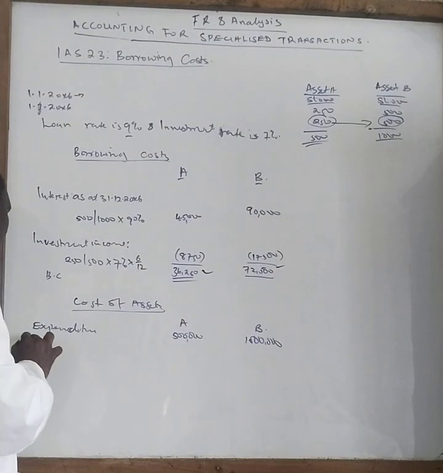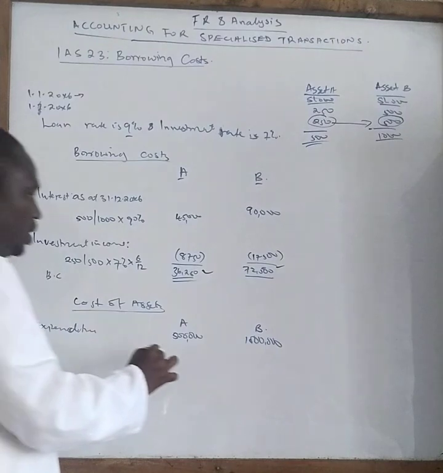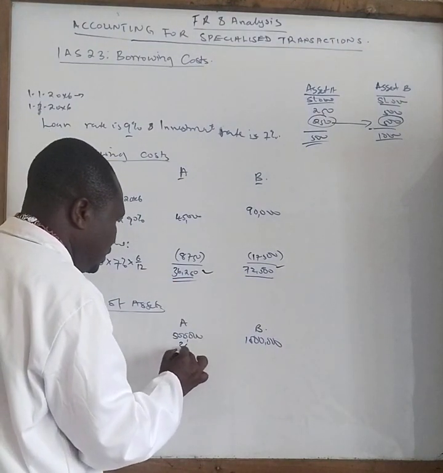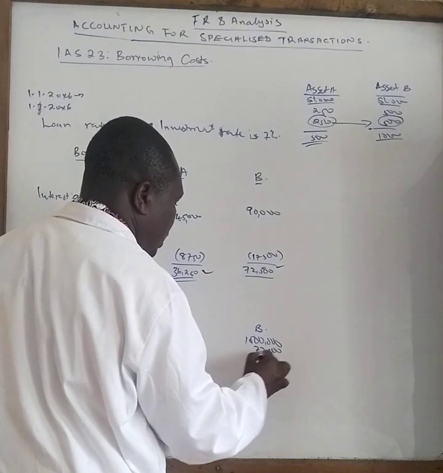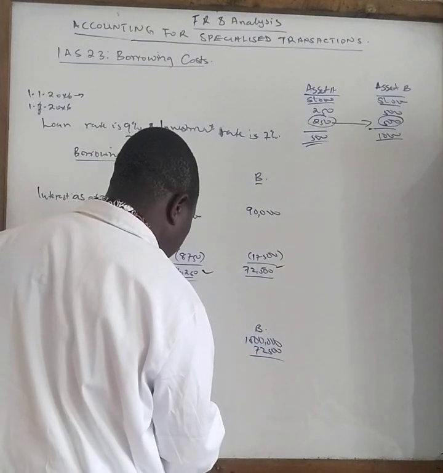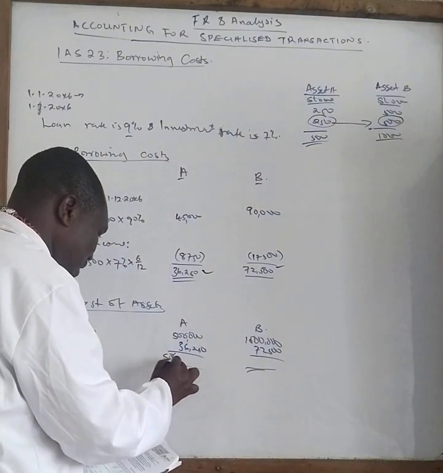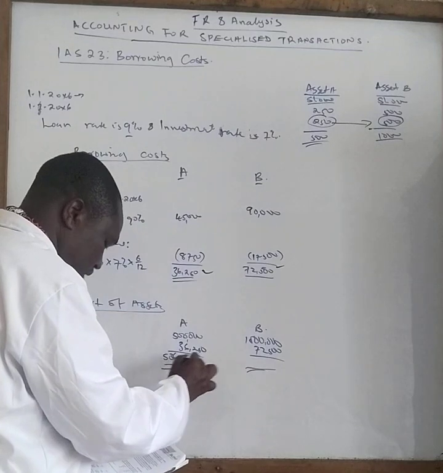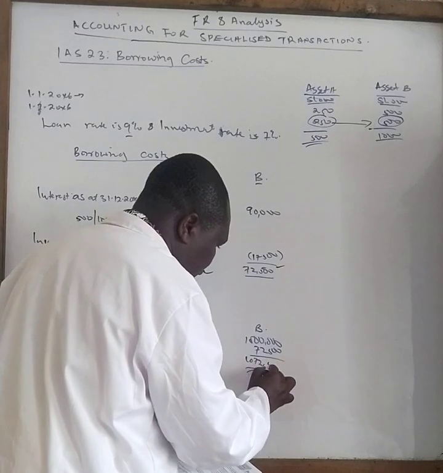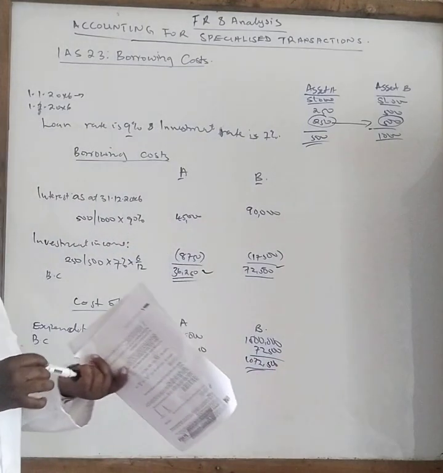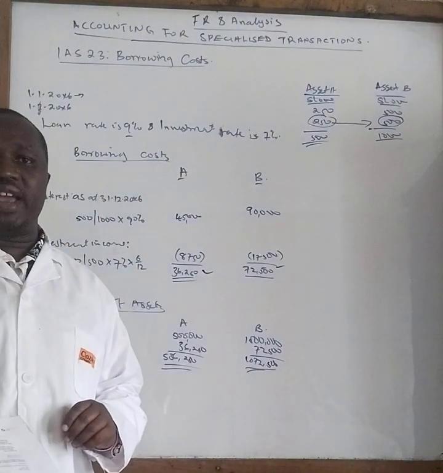Then we now say add borrowing cost, because you have been told borrowing costs need to be capitalized. So you add the borrowing cost here, which is 36,250, and here 72,500. So if you add, you get now what we call the cost. In this case, it is 536,250. This one is 1,072,500. So that is how to calculate borrowing cost when you borrowed money for a specific qualifying asset.